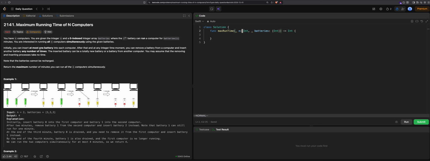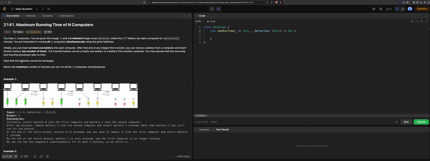Initially, we can insert at most one battery into each computer. After that, at any time moment, we can remove the battery from a computer and insert another battery any number of times. That means even if the battery is tired, we can swap it out with another battery, and the inserted battery can be a totally new battery or a reused battery from another computer. We can assume that removing and inserting take no time, so we are totally ignoring that process.